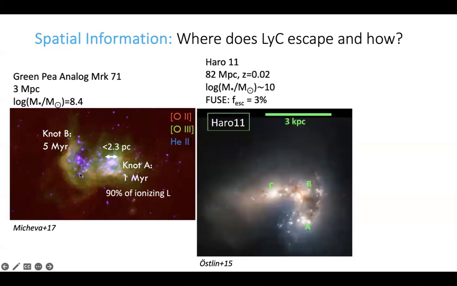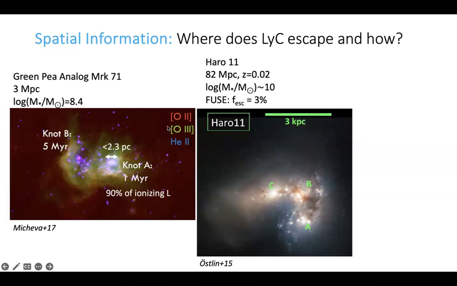A slightly higher mass object is this galaxy here, Haro 11, located at a redshift of 0.02 with a stellar mass of 10 to the 10. This is the first Lyman Continuum emitter discovered at low redshift, discovered by FUSE. And it's a fairly low escape fraction, but it does have escaping radiation with escape fraction of only 3%. And because it's so close, we can also look at its structure and see that it too has multiple star-forming regions, knots A, B, and C here.